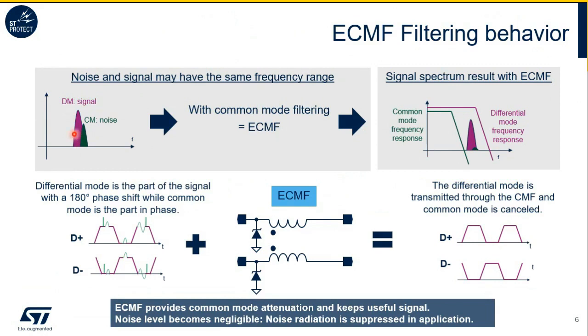The challenge for a common mode filter is to transmit the useful signals in purple and to reject the common mode noise in green. With an ECMF in line with this target, the common mode noise is suppressed, whereas the useful signals is transmitted as the cutoff frequency is higher. With this example, D plus and D minus, the common mode is suppressed. Then the green signals is cleaned.